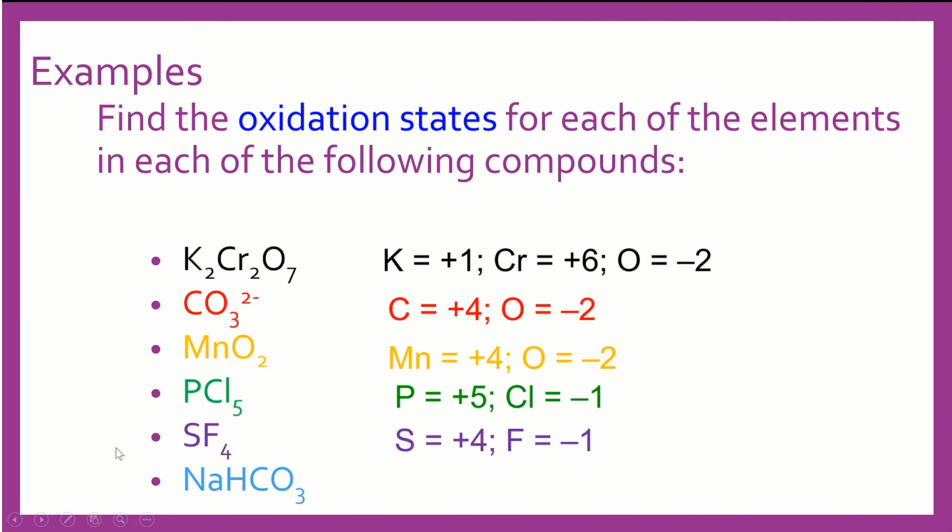And sodium bicarbonate. Well, let's start with oxygen. It's going to have a -2. There's 3 of them. That's -6. If you want to, we can move to our hydrogen next. That'd be rule number 4, I believe. Hydrogen almost always has a positive 1.